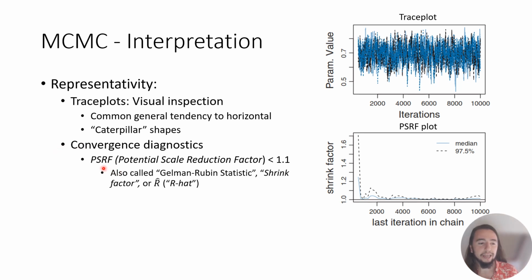The other thing regarding the representativity of values is convergence diagnostics. Then we have the PSRF statistic, called the potential scale reduction factor. This is also called the Gelman-Rubin statistic, shrink factor, or R-hat statistic, okay? This potential scale reduction factor needs to be lower than 1.1. This criterion can be flexible at times, but normally that's not recommended. As you can see here, this metric starts to decrease as the iterations progress, and everything is below 1.1 when the iteration stops. So that's a good thing.